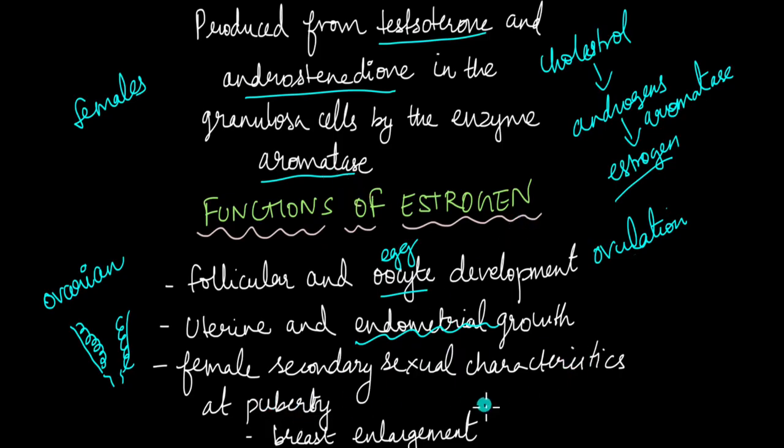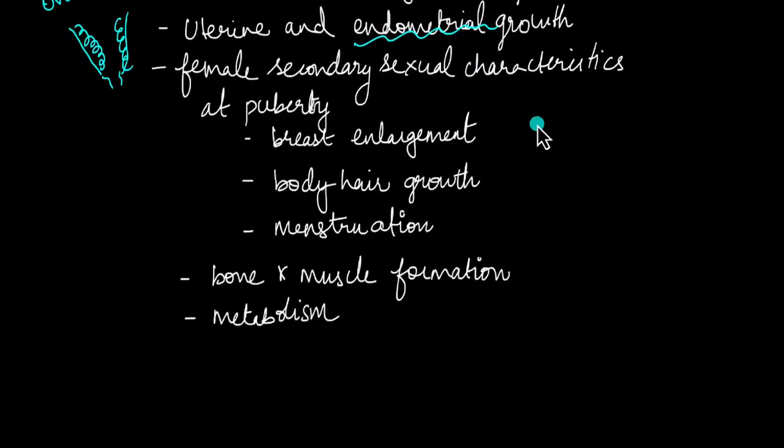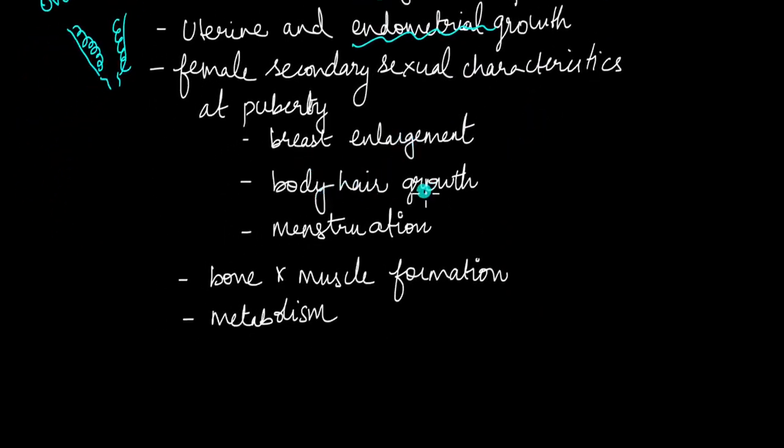Estrogen at puberty is responsible for the appearance of female secondary sexual characteristics such as breast enlargement, body hair growth, and like I said, menstruation. Like I mentioned about androgens, estrogen and progesterone are produced at low quantities even during young age because estrogen and progesterone are involved in other processes like bone and muscle formation and general metabolism. It is just that at puberty, their levels begin to increase, and at increased levels, they cause the appearance of secondary sexual characteristics and the development and the maturation of the oocyte.